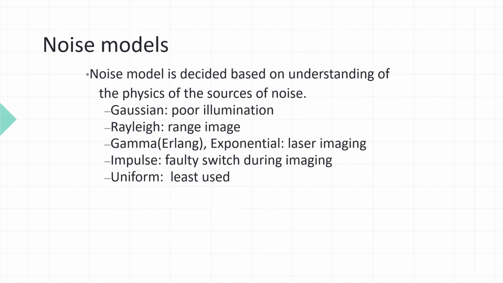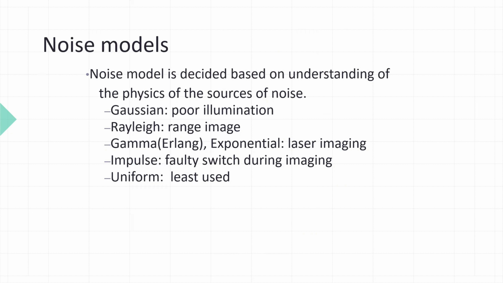Look in the literature. Very first one, Gaussian. This Gaussian leads to poor illumination. If this Gaussian noise is added during the transmission, it will lead to very poor illumination. Whereas if it is Rayleigh, the image range might be disturbed. If it is gamma type of noise or exponential type of noise, it is more involved in laser type of imaging. When it comes to impulse, it may give rise to a faulty switch. Faulty switch means if it is 0, it gives 1. If it is 1, it gives 0. Like that, the bit values, the binary values of the image change.